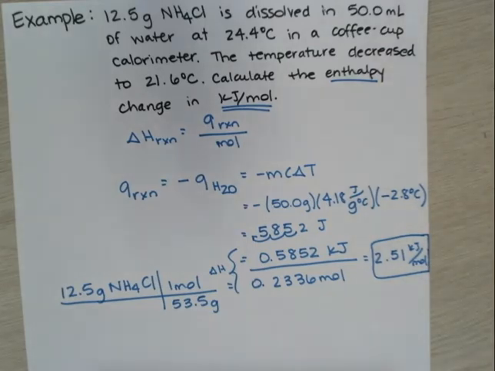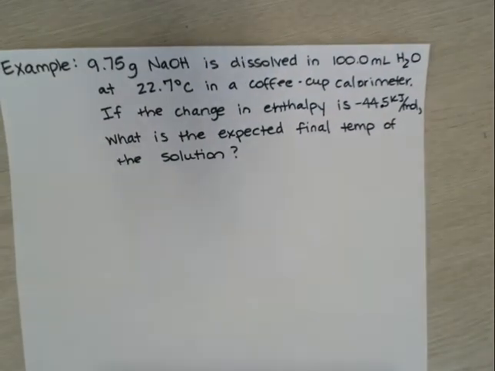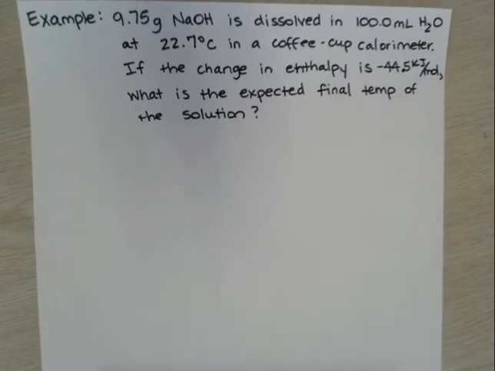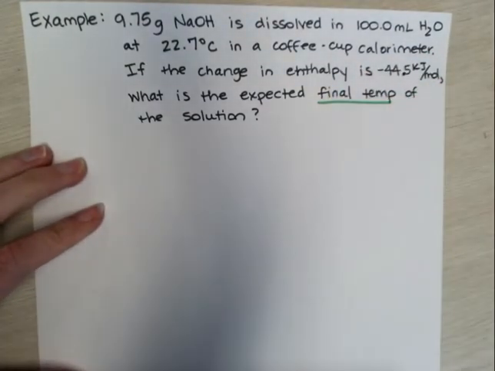For my last example, we're not going to find the enthalpy this time. We're actually going to be looking for a different variable. So in our last example, we'll be given 9.75 grams of sodium hydroxide that is dissolved in 100 milliliters of water at 22.7 degrees in a coffee cup calorimeter. If the change in enthalpy is negative 44.5 kilojoules per mole, what is the expected final temperature of the solution? Okay, so this time we're looking for final temperature.